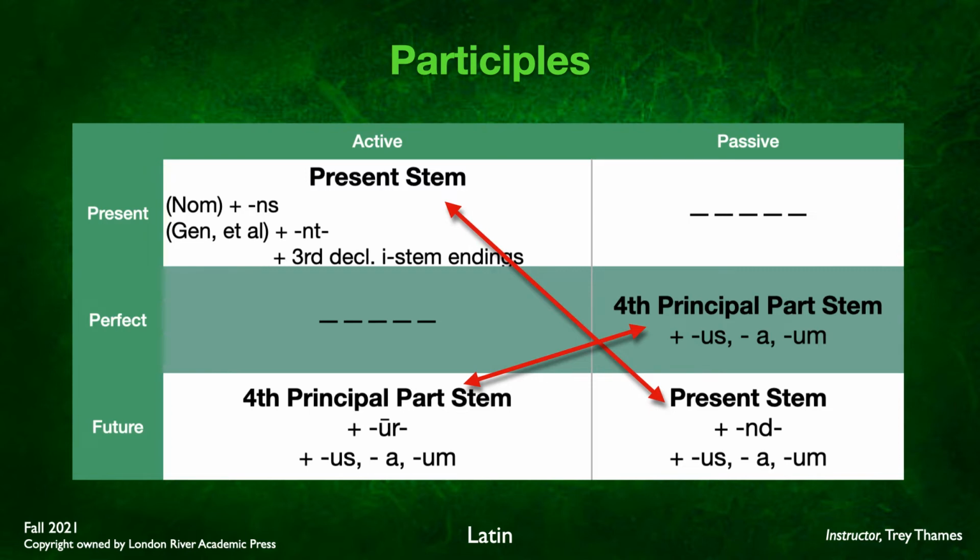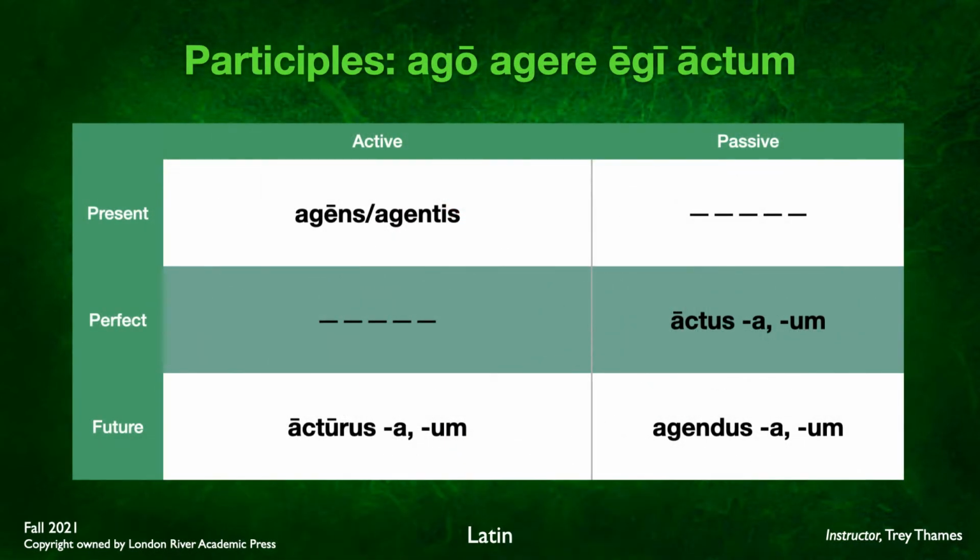So look at that first cell there of that chart, present active. The ns will be added to the end of the nominative form. The genitive and all the other forms will use nt plus third declension endings. Let's look at this in an example of ago, agere, egi, actum. This is our paradigm verb for third conjugation verbs. So notice here the present stem comes from the second principal part, age, and so there's the present stem. We're going to add ns to the nominative form, but the genitive and all the other forms will have an nt, so it's agens, agentis.